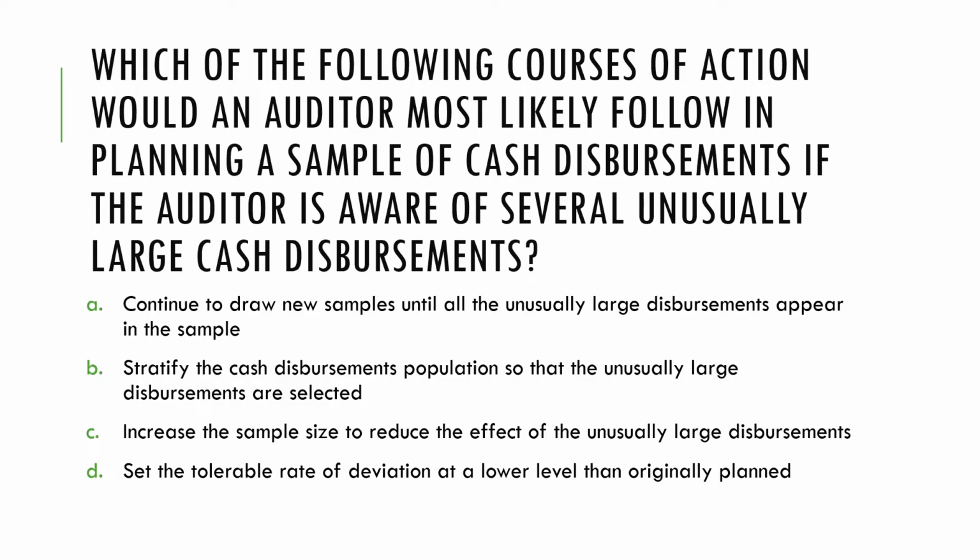Letter A, continue to draw new samples until the unusually large disbursements appear in the sample. Or letter B, stratify the cash disbursements population so that the unusually large disbursements are selected. Or letter C, increase the sample size to reduce the effect of the unusually large disbursements. Or letter D, set the tolerable rate of deviation at a lower level than originally planned. Letter D being reflective of an auditor who has decided to take a stricter approach to the testing.